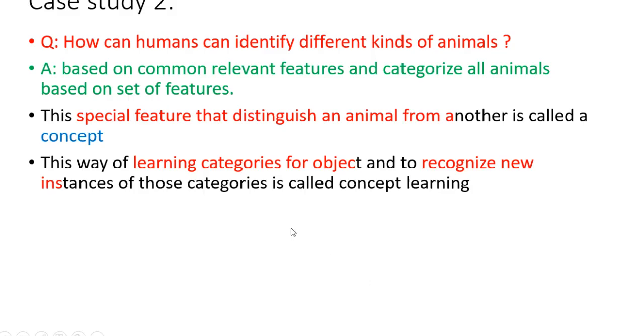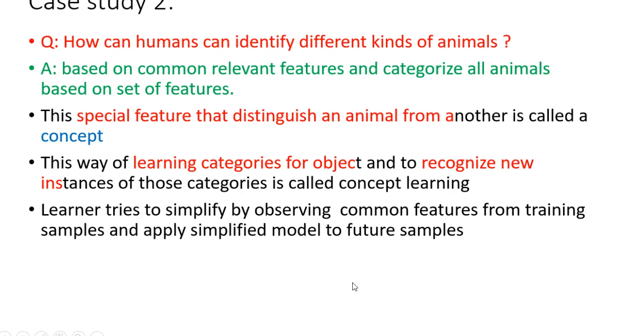So a concept is a way of learning categories for objects and to recognize new instances of these categories. The learner is trying to simplify by observing the common features from the training samples, and he applies the simplified model to the future samples that he sees.